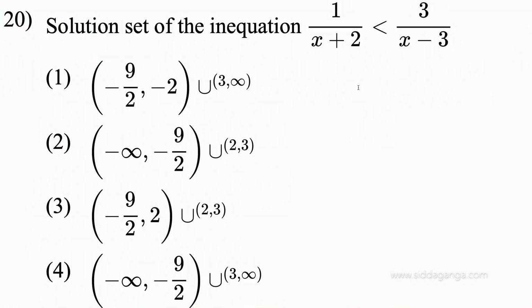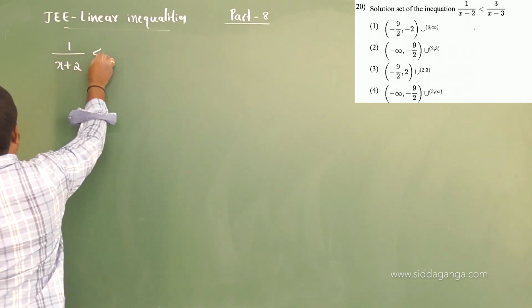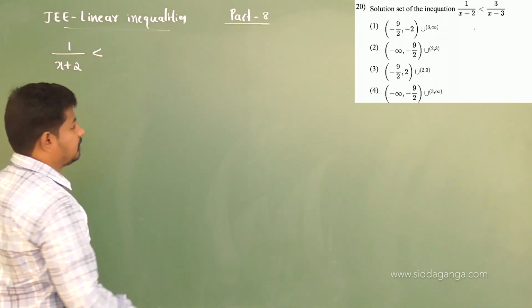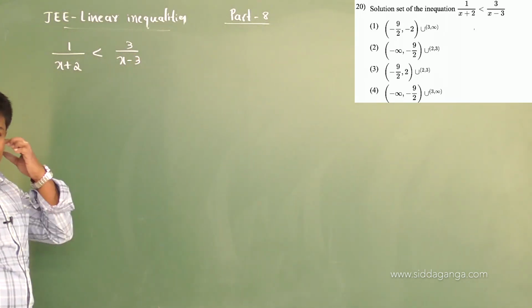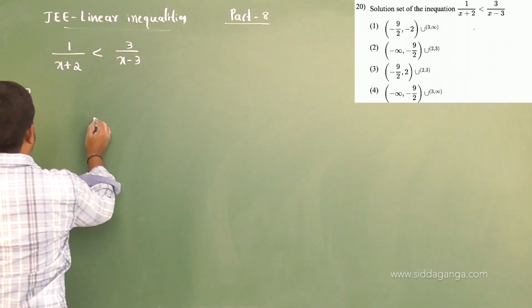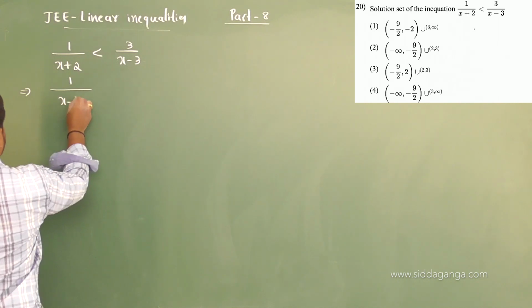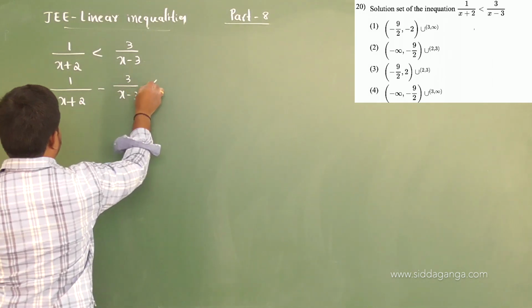Let me move to the question number 20. The solution set of the inequation 1 by x plus 2 less than 3 by x minus 3. Okay. 1 by x plus 2 less than 3 by x minus 3. Let me add minus 3 by x minus 3 on both sides. You get 1 by x plus 2 minus 3 by x minus 3 less than 0.